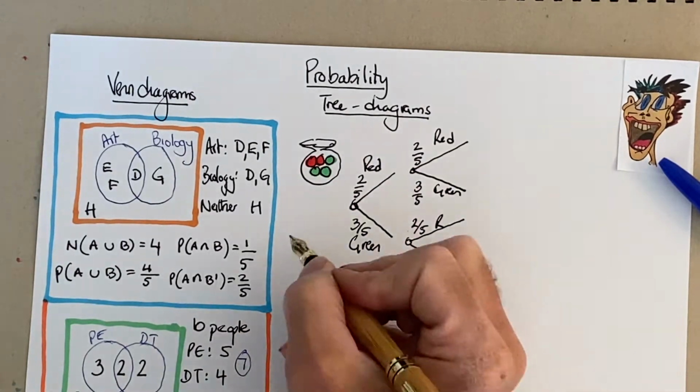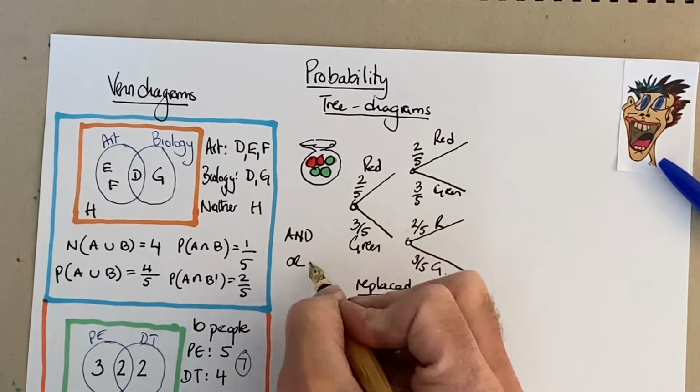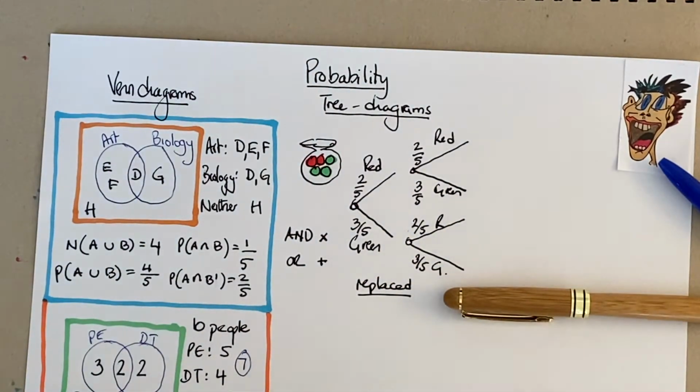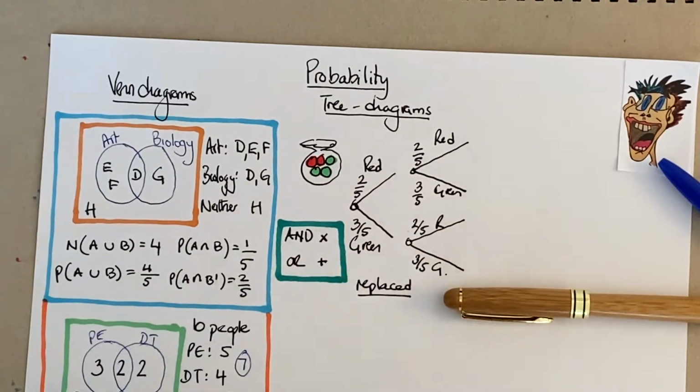Now, things that you need to remember are the and/or rule. So here, the and, the or. The and means you multiply, the or means you add. Now you've got to remember that. We've done a lot of this stuff, so this is one thing you need to remember. So it's in the green box. Okay, that's really important.